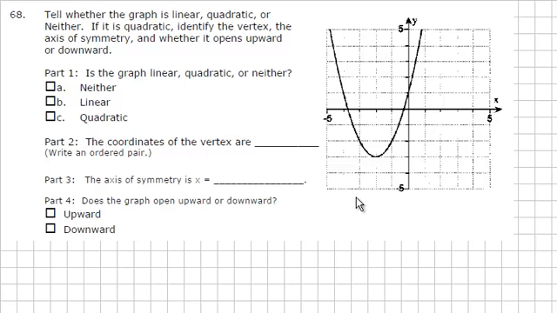Tell whether the graph is linear, quadratic, or neither. If it is quadratic, identify the vertex, the axis of symmetry, and whether it opens upward or downward.